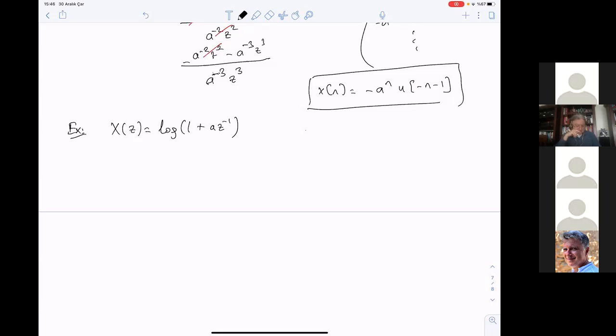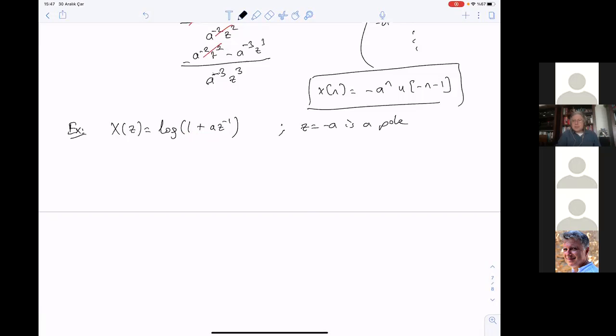Is there a pole? Interestingly, yes, there is a pole of this one, and it's at z is equal to minus a, excuse me. When z is equal to minus a, z inverse will be -1 over a, times a will be -1, and 1 minus 1 will be 0, and logarithm of 0 is -infinity. So it's a divergence point. It's a singularity. Therefore, z is equal to minus a is a pole.